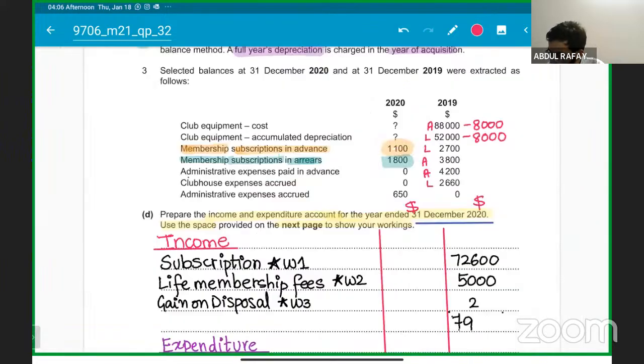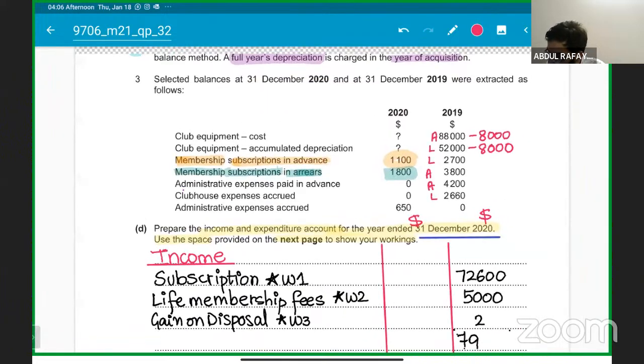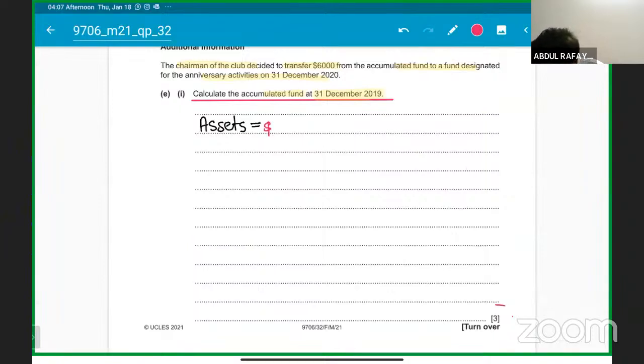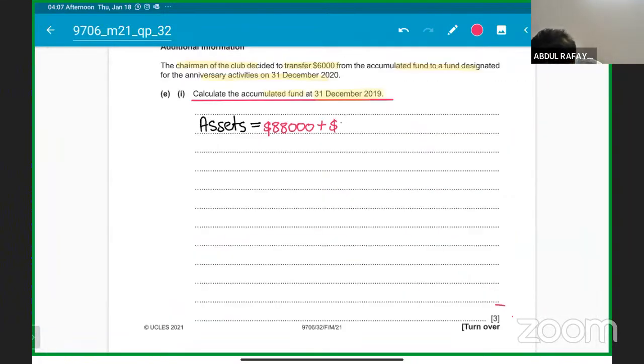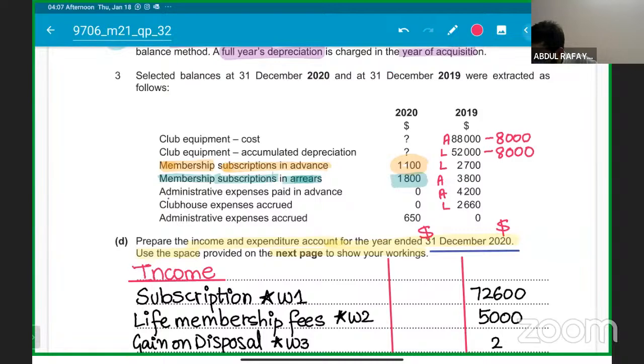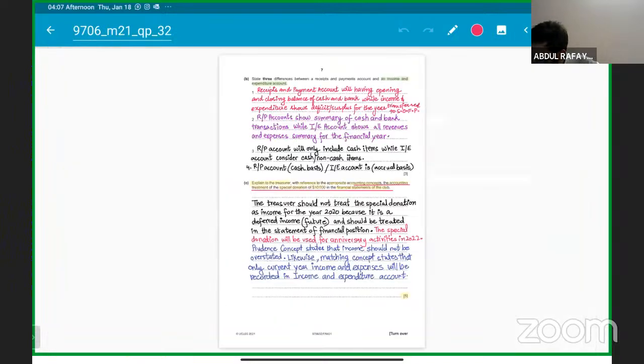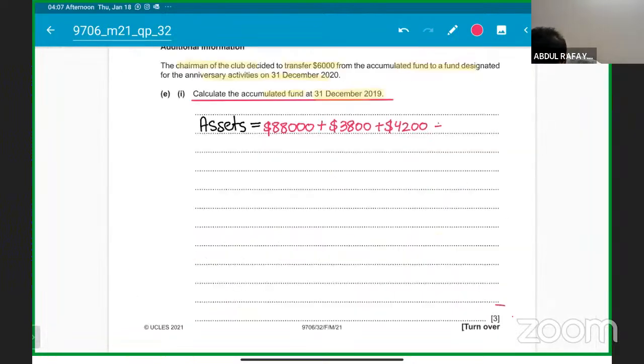So what you have to do, students, is simply write down all the assets. So that 88,000, add all the assets, students. Everyone there with me? 88,000 and 3,800 and 4,200. All the assets added up with another asset, that is basically 3,200 for the bank account. So these are all the assets added up, students. Is everyone there with me?